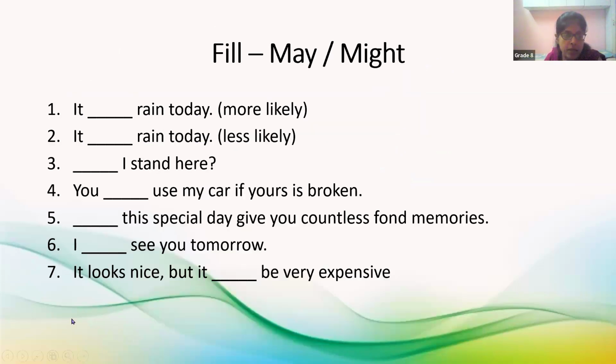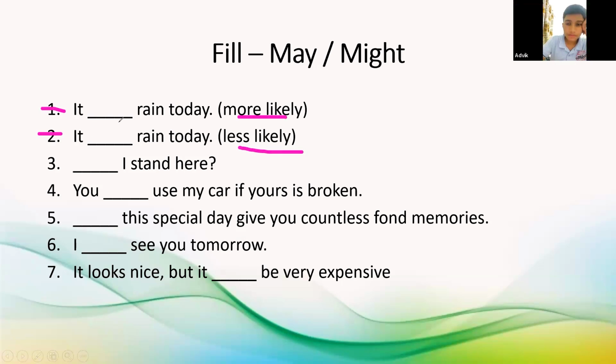Okay, here we go. Remember, I repeat, may is for formal request and permission, might is for less likely possibility. I have given a hint also, so you can start answering. It dash rain today. Both sentences are the same, but the first one is more likely, the second one is less likely. What will come here? May. May is for the first one, right, Advik? Yes, ma'am. The second one? Might. That's correct.